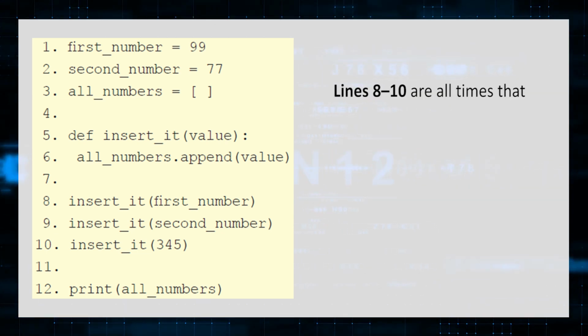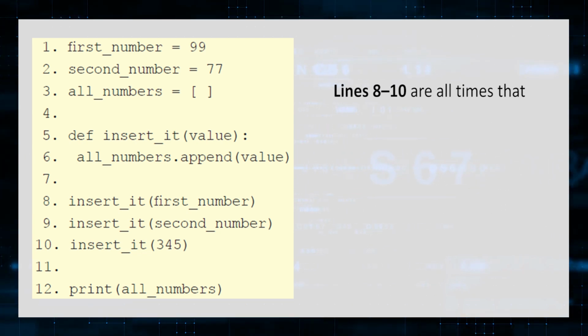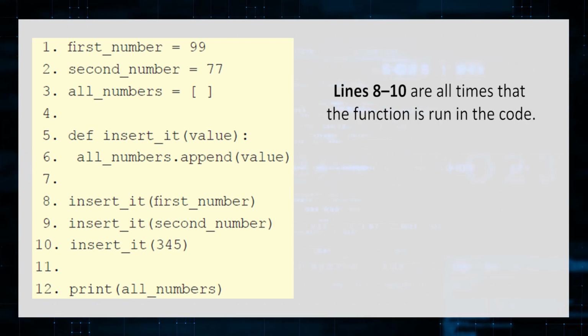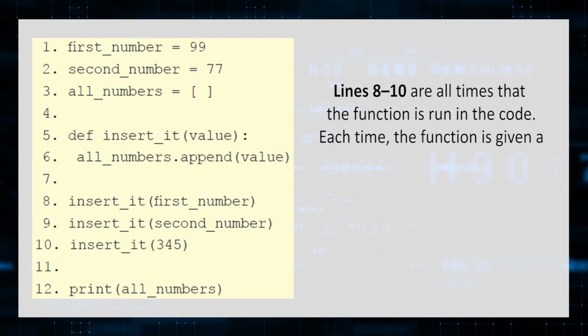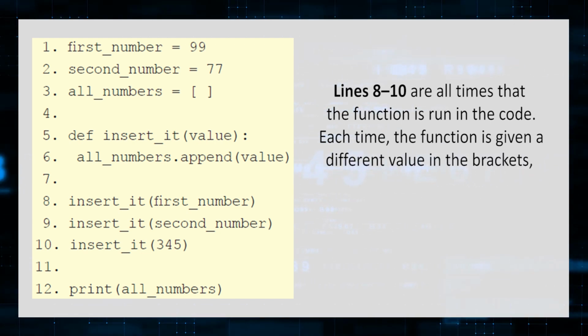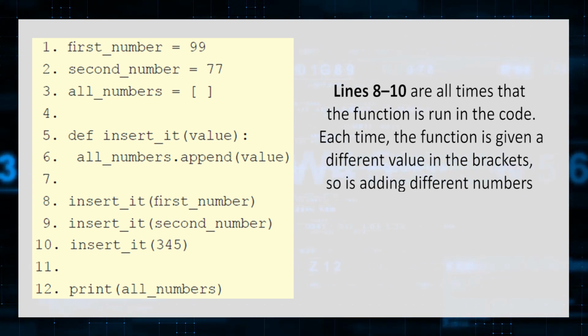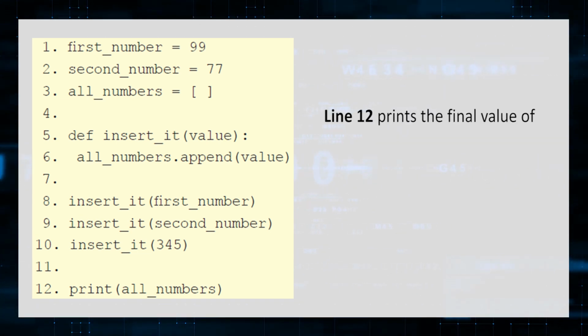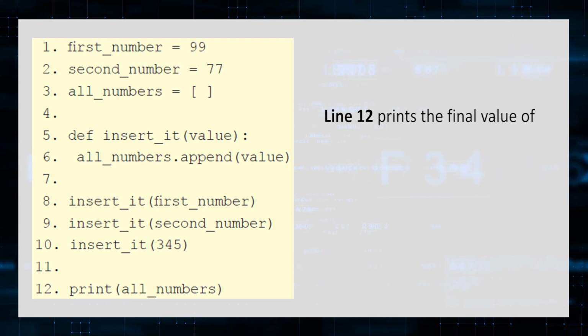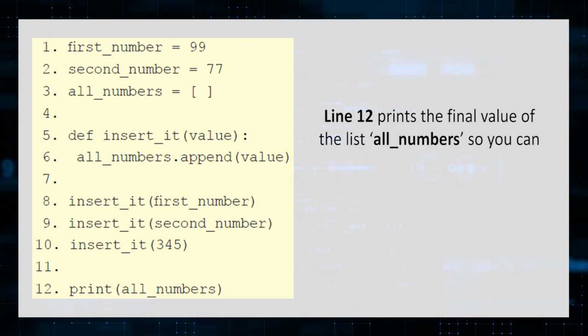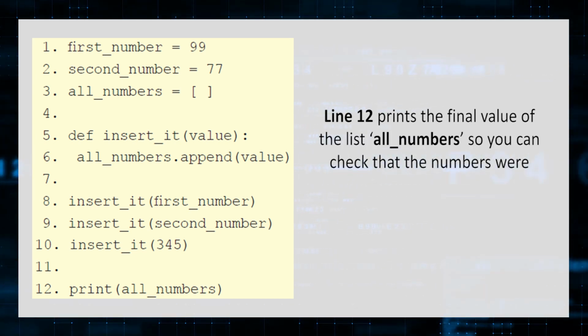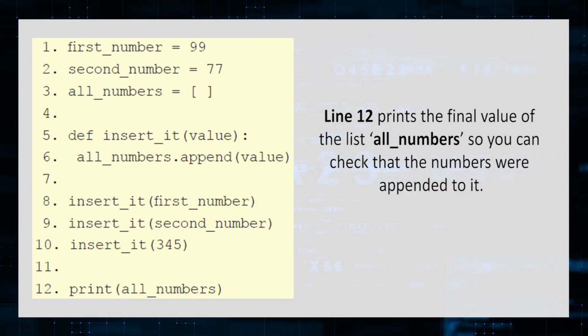Lines 8 to 10 are all times that the function is run in the code. Each time the function is given a different value in the brackets, so it is adding different numbers to the list. Line 12 prints the final value of the list, all_numbers, so you can check that the numbers were appended to it.